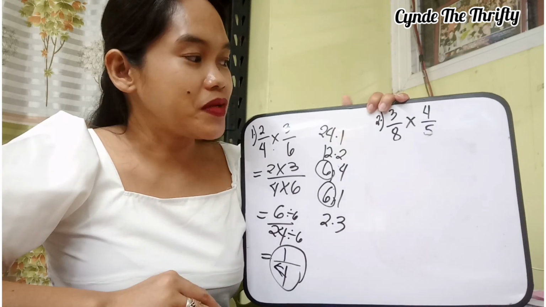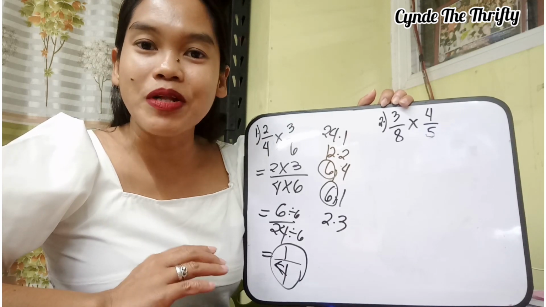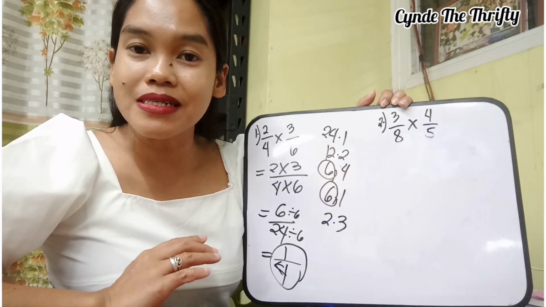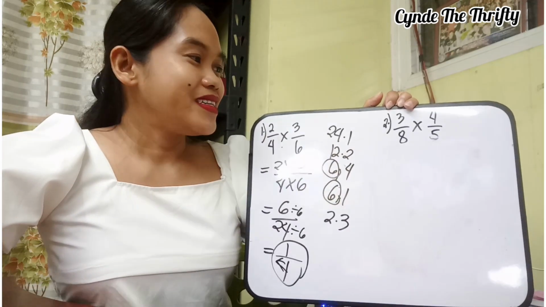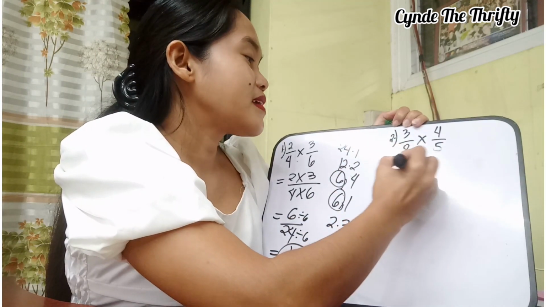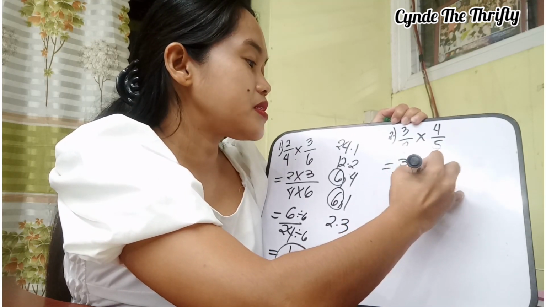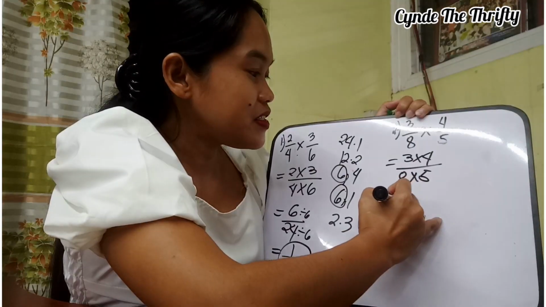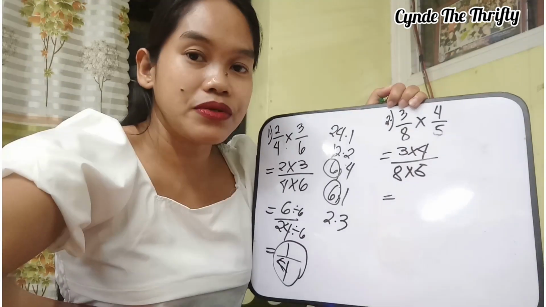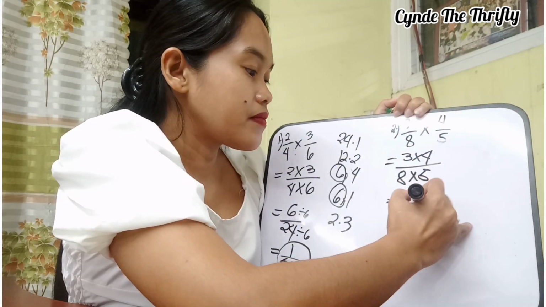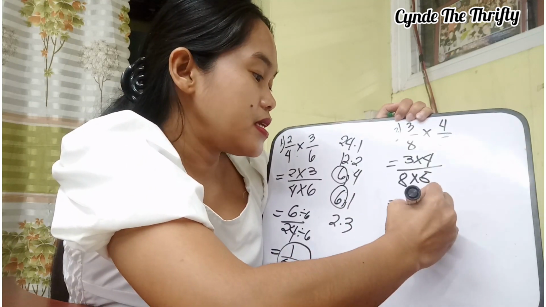Let's go to our next example, that is 3/8 times 4/5. So, gaya nga ng sabi ko, i-multiply mo lang si numerator, and i-multiply si denominator, tapos i-reduce into lowest term, meron ka ng sagot. So, 3 times 4 over 8 times 5. Ayan. So, i-multiply natin agad ang ating numerator, which is 3 times 4 is equal to 12. And 8 times 5 is equal to 40.